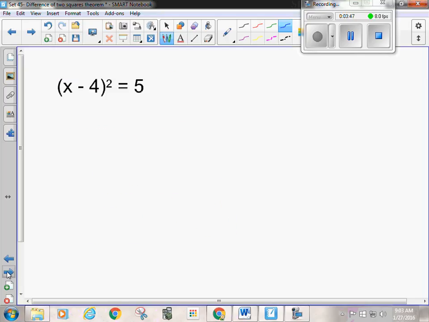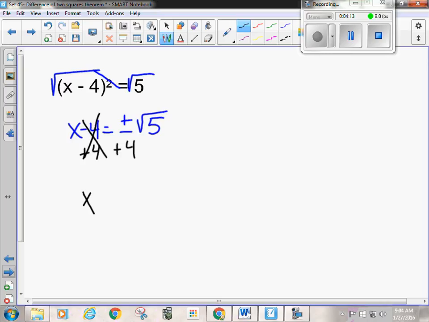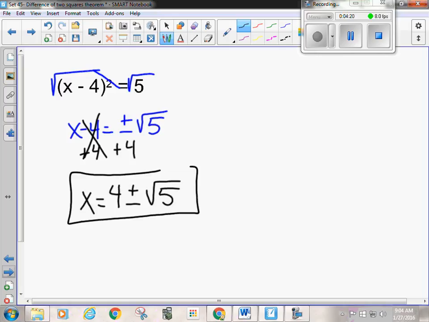All right, let's give this next problem a try. We are going to, again, follow the same thing. We're going to take the square root on both sides, just like this. Those will cancel. x minus 4 equals, you guessed it, plus or minus square root of 5. We want to get the x by itself, so we want to get rid of 4. So I'm going to add 4 to both sides. x equals 4 plus or minus the square root of 5. We don't have to go any further. We leave our problem just like that.